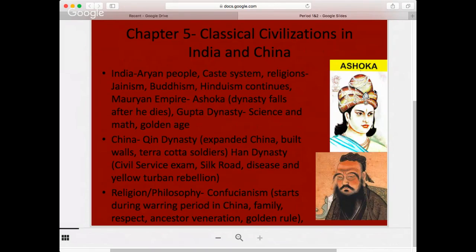They're really big on science and math. And this is the golden age in India. They're a really great dynasty until they fall and period 2 ends.